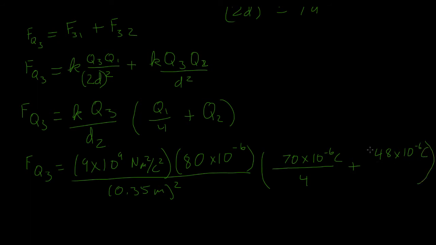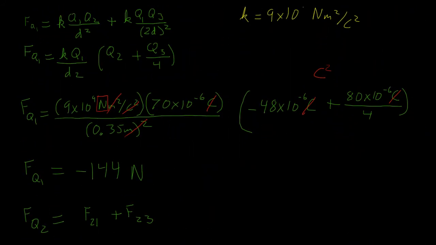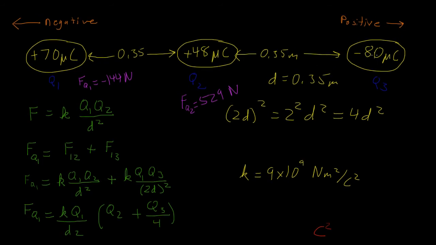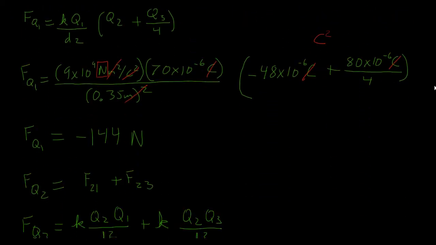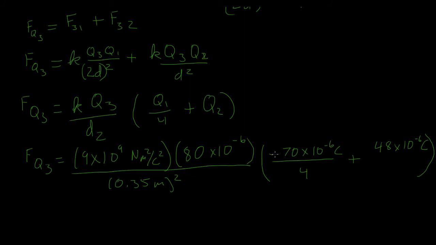But let's look and make sure we've got our directions right. Okay, so Q3 is negative. It's going to be attracted to both of these because they're both positive. So in both cases, Q3 is going to want to go to the left, and that's the direction we're calling negative. So in the formula, I'm going to enter both of these as negative.